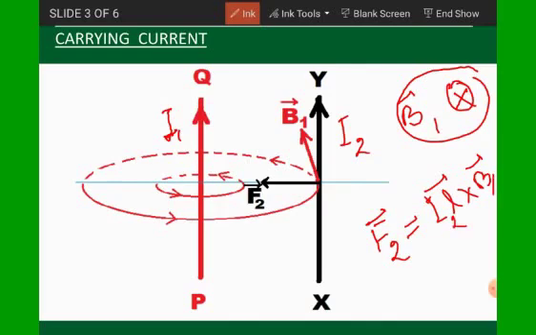If you apply the cross product, IL acts along XY, and the angle between IL and B is 90 degrees. So if you do that cross product, by applying the right-handed screw rule or the right hand curl rule, the direction of the force experienced by XY will be directed toward the conductor PQ.